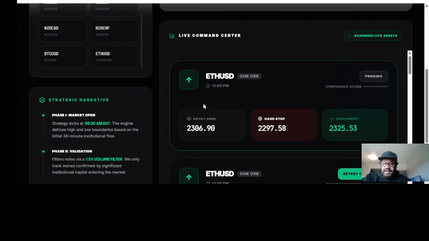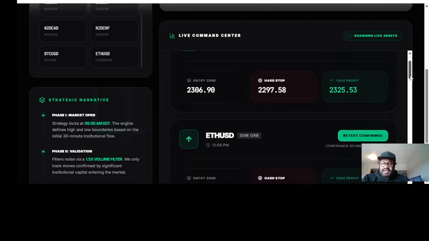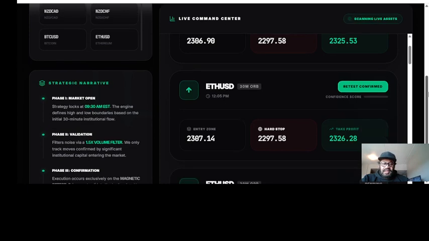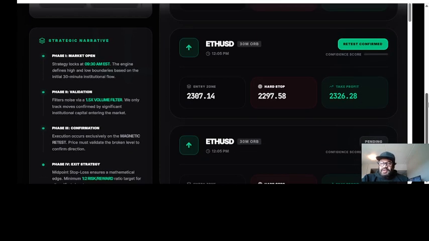So how the strategy works, if we look to the left, I have a narrative of how I program the trading logic into the engine. We first determine the opening range, the 30-minute opening range on the New York Open, which begins at 9:30 a.m. till 10 o'clock. I also have a validation filter here, which tracks institutional capital entering the market, a 1.5 times volume filter.